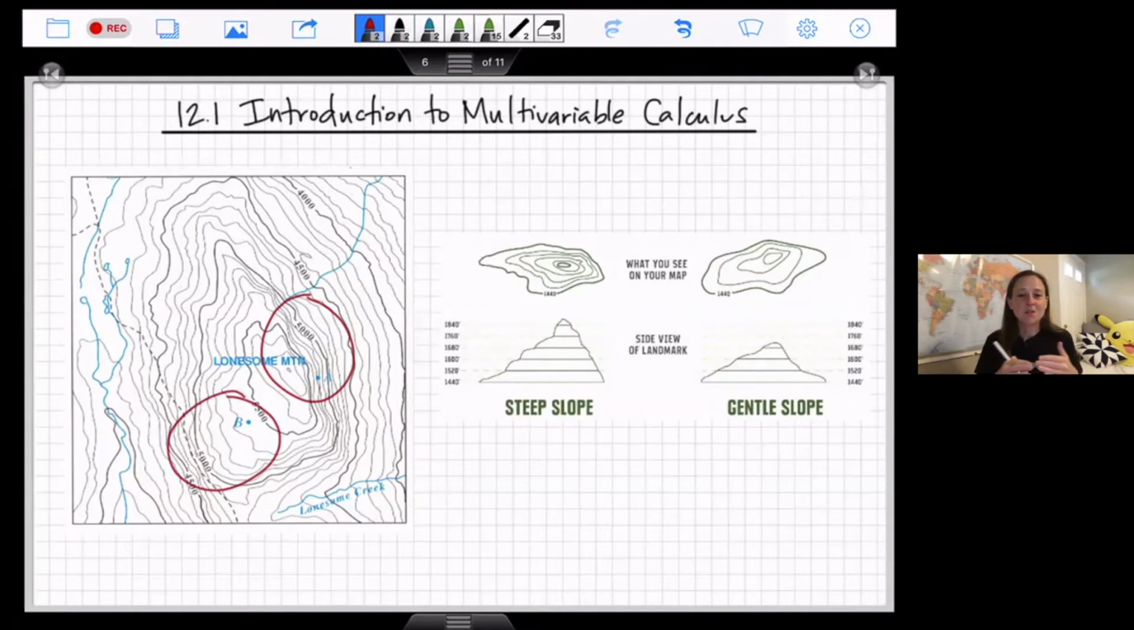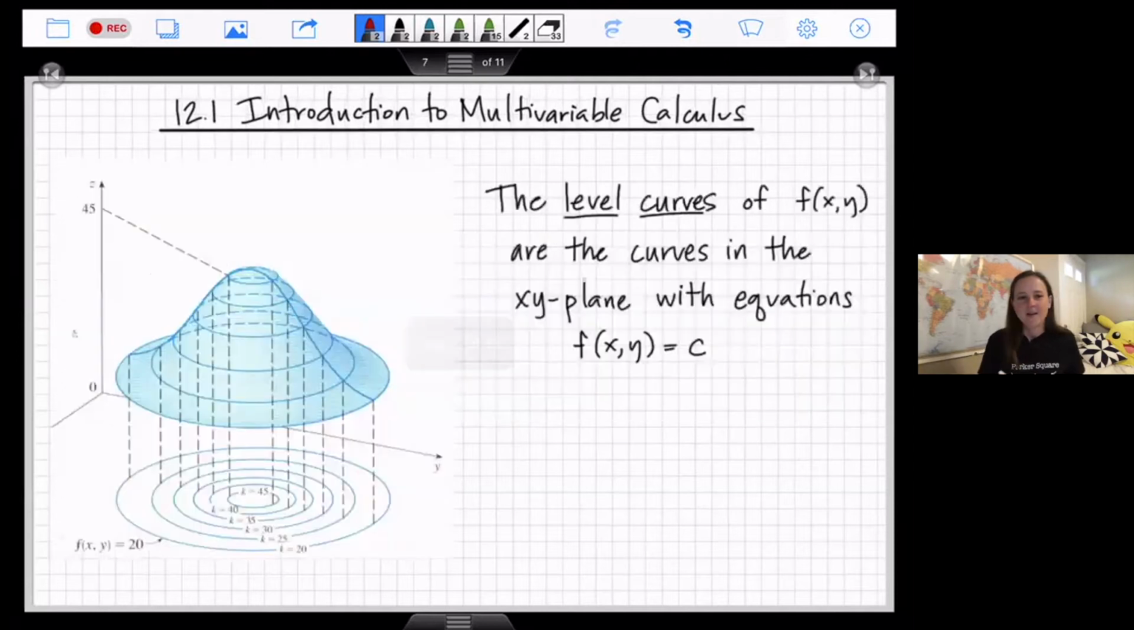In math, we call these curves on the 2-dimensional graph the level curves of the surface of the mountain. We'll think of our mountain as being a function, z equals f of x, y, and the level curves are the curves in the xy plane, so that's our topographical map, with equations f of x, y equals c. So essentially they've taken f of x, y, or z, and replaced it with a constant. That's a plane that's parallel to the xy plane, and we're slicing the mountain for different values of z.